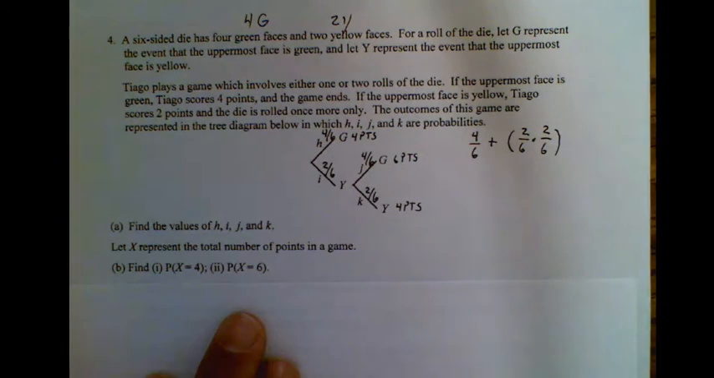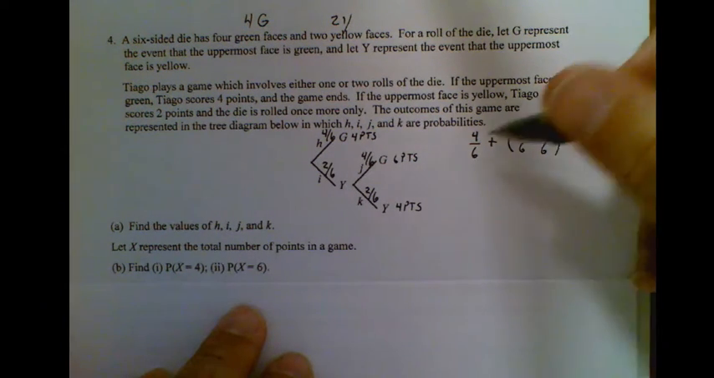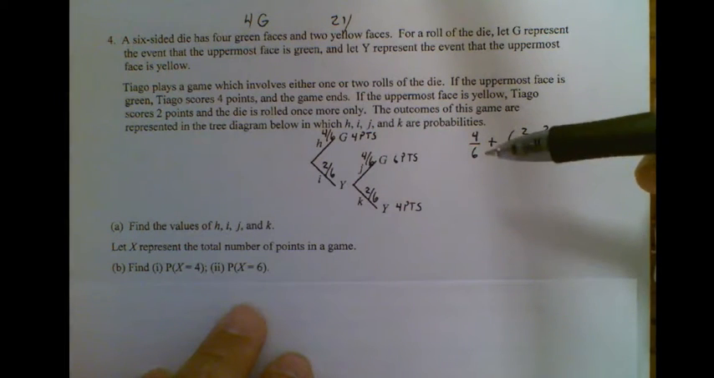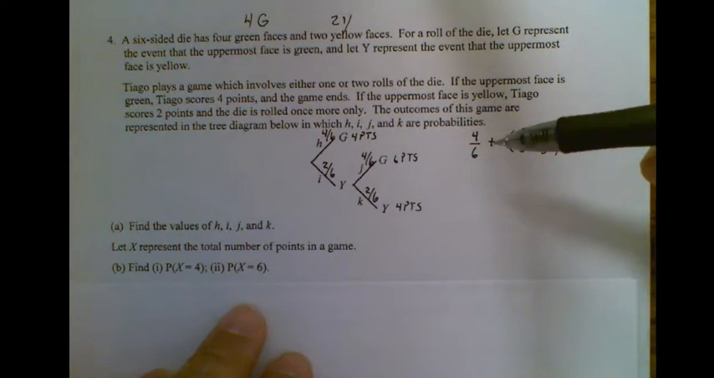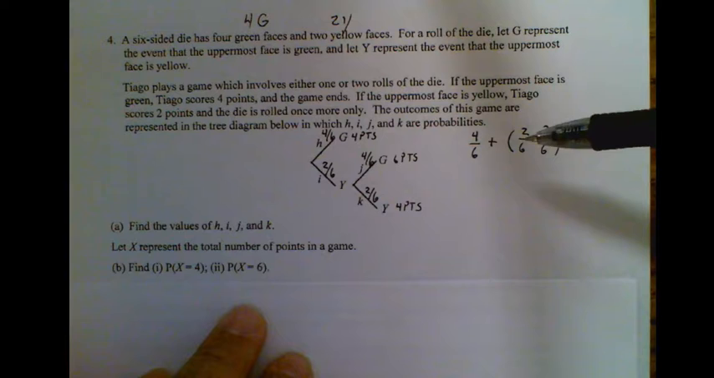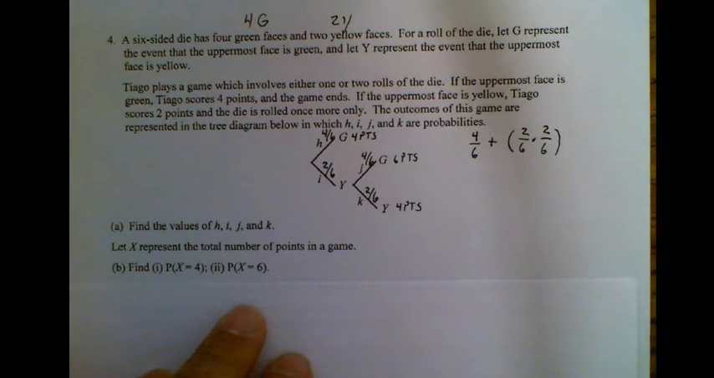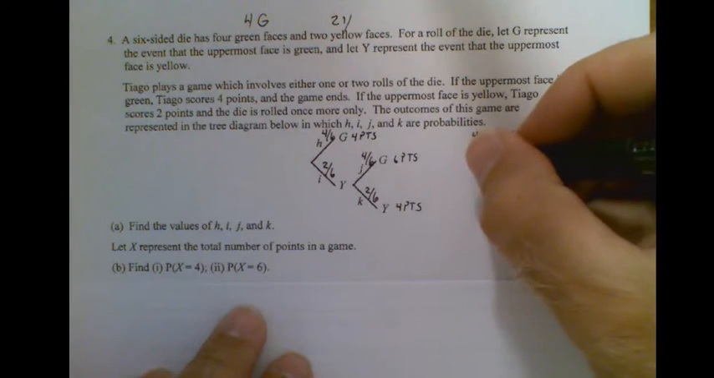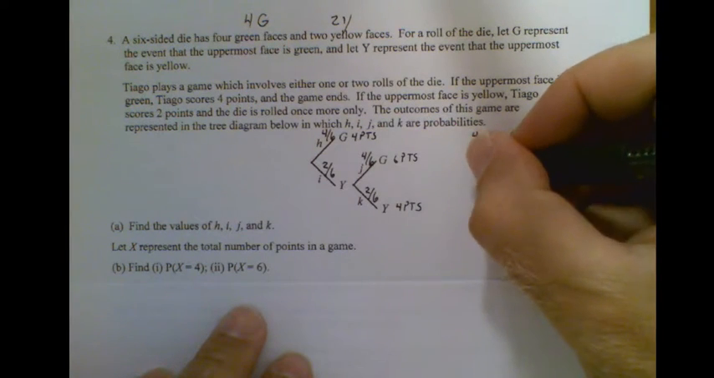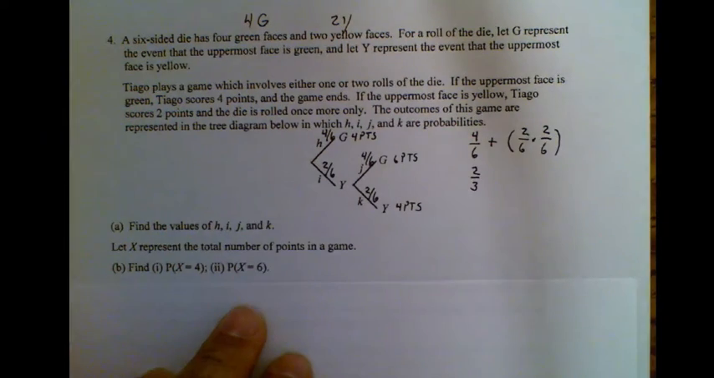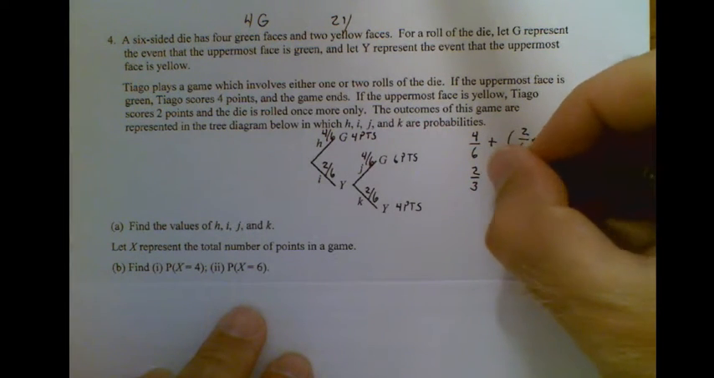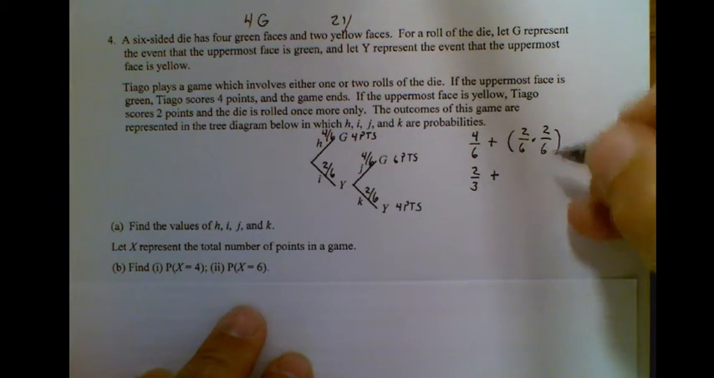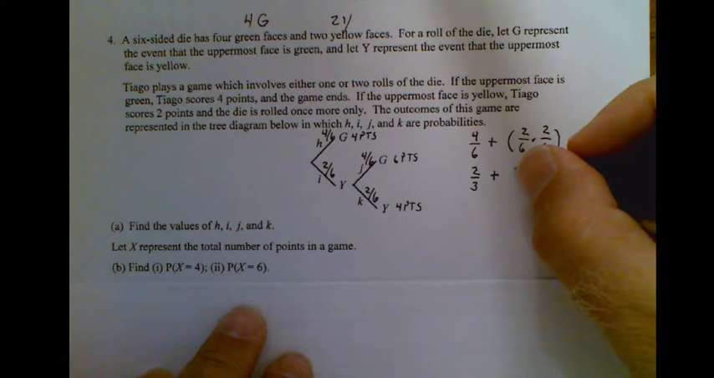Which would have been that case right there. So these are the possible outcomes. Either he got a green on the first roll, or he got yellow and yellow, and that would have been the other scenario. Let me just reduce those so I get smaller numbers to work with. And then this would have been 1/3 times 1/3, which is 1/9.